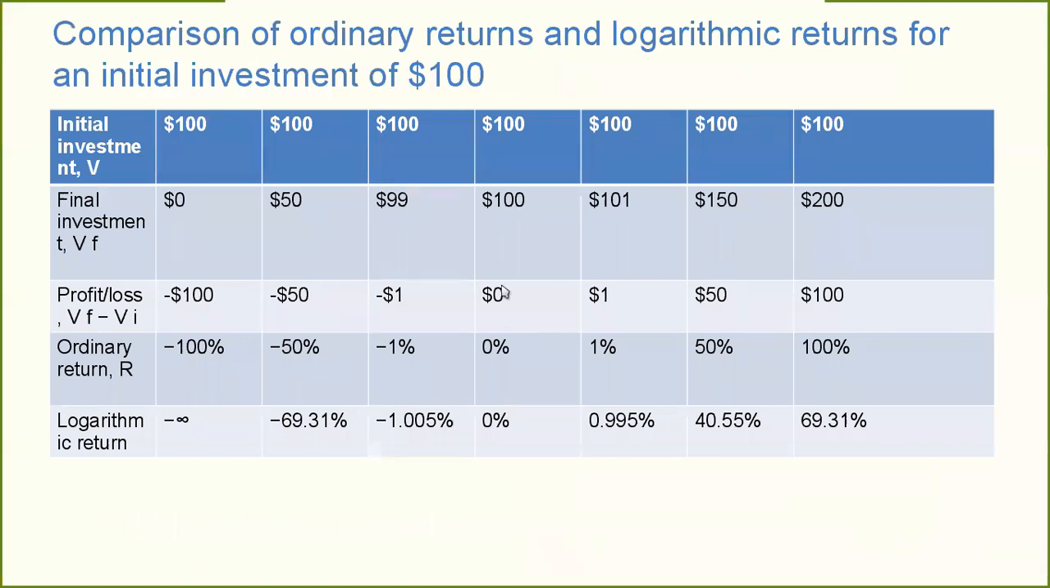We can illustrate this using this table. On this table, you can see a comparison of ordinary returns and logarithmic returns for an initial investment of $100. You see that $100 is always the same, but the final investment is different: $0, $50, $99, $100, $101, $150, and $200.